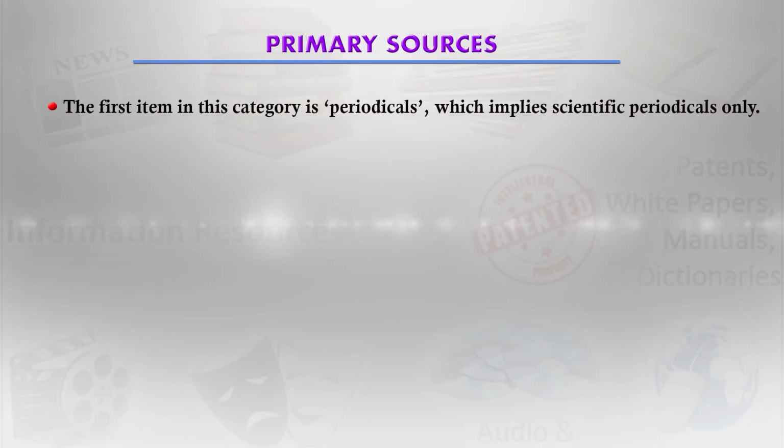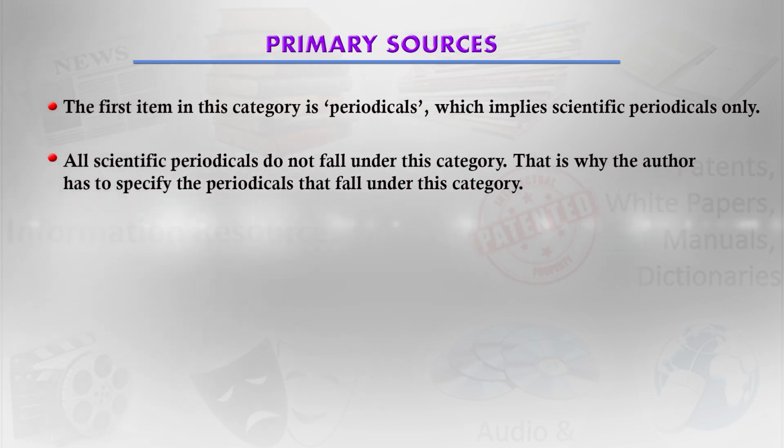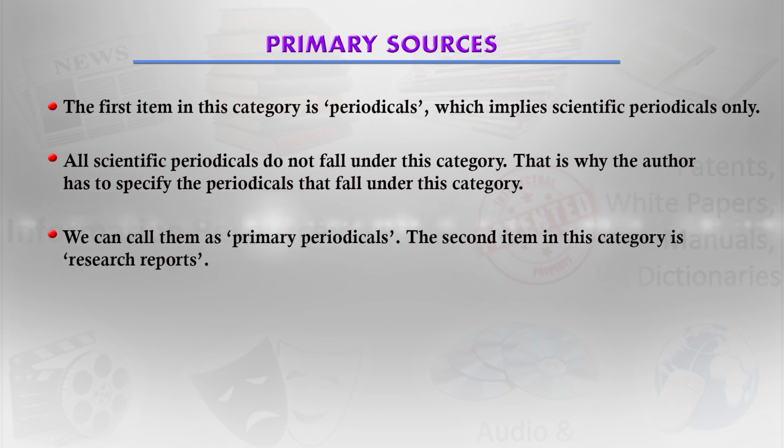See, the first item in this category is periodicals, which implies scientific periodicals only. All scientific periodicals do not fall under this category. That is why the author has to specify the periodicals that fall under this category. We can call them primary periodicals because they have original or primary information in them.